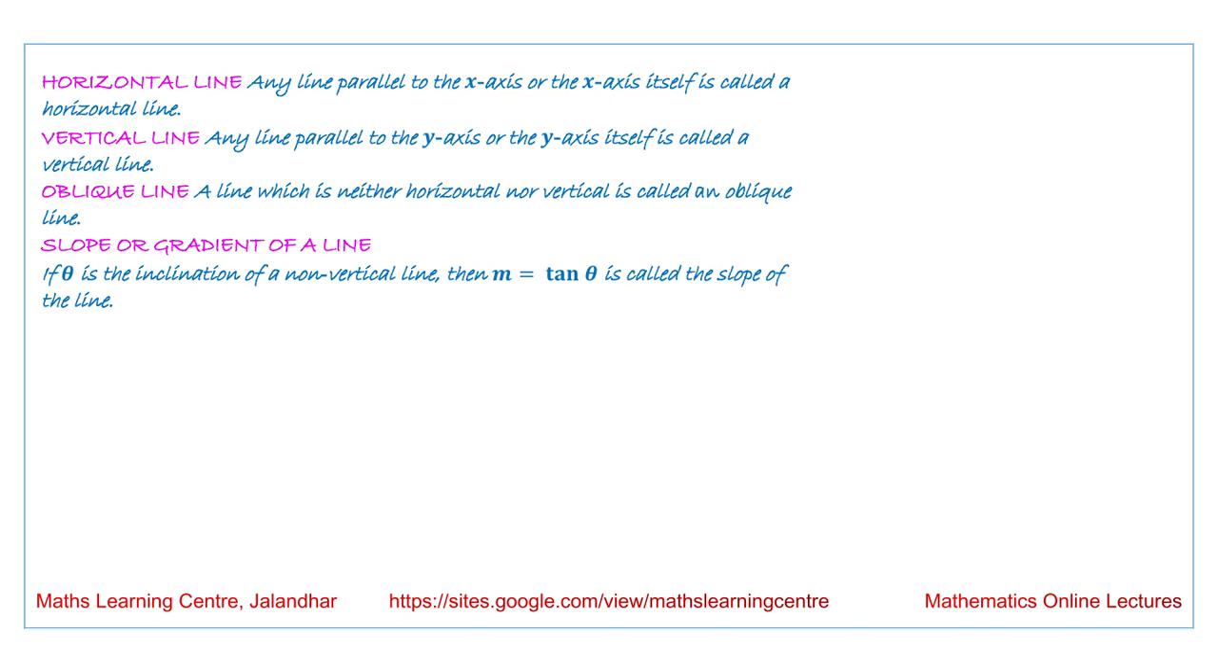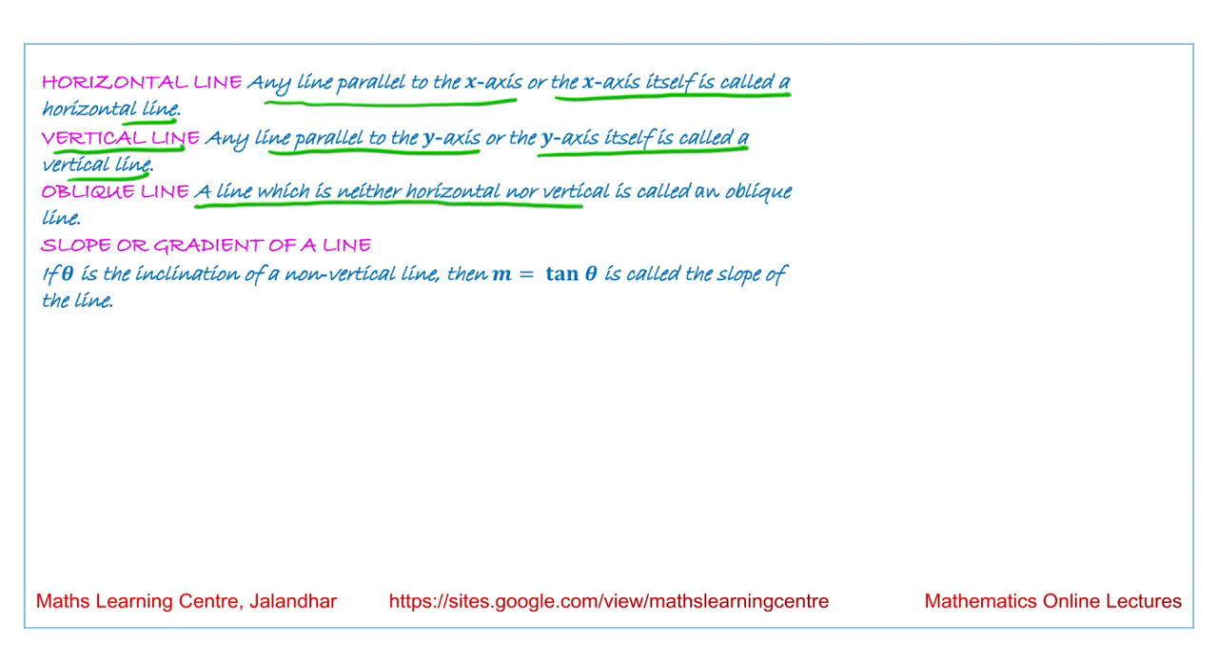Next we have the horizontal line. Any line parallel to the x axis or the x axis itself is called a horizontal line. Then we have the vertical line: any line parallel to the y axis or the y axis itself is called a vertical line. Next we have the oblique line. A line which is neither horizontal nor vertical is called an oblique line.